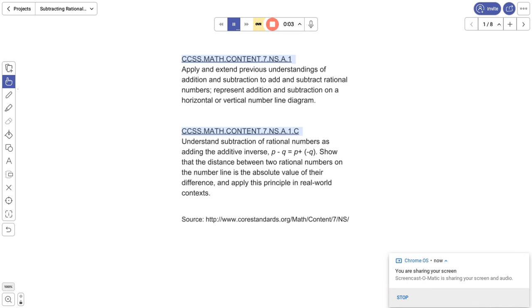This instructional video can be used by students as a classroom or homework study aid. This video will focus on the 7th grade number system standards, subtracting rational numbers. In this video, I will show how to represent subtraction on a horizontal number line. I will show that subtraction is the same as adding the additive inverse. And I will show that the distance between two rational numbers is the absolute value of their difference.